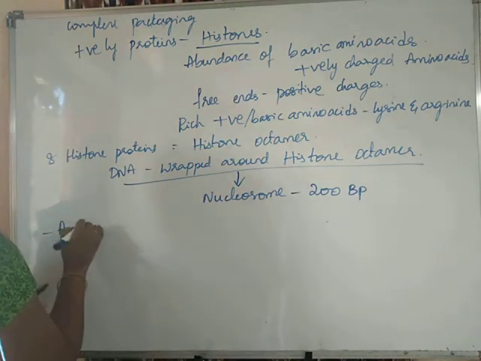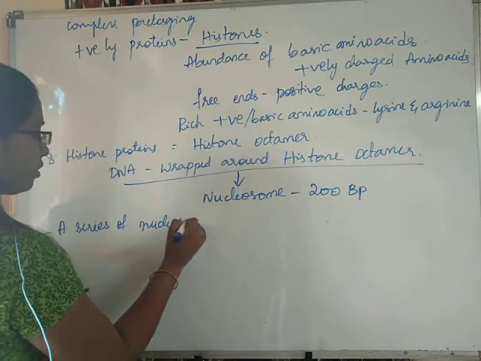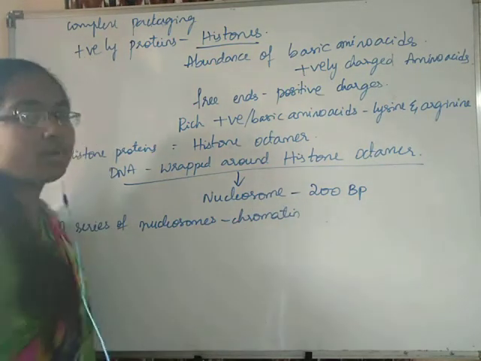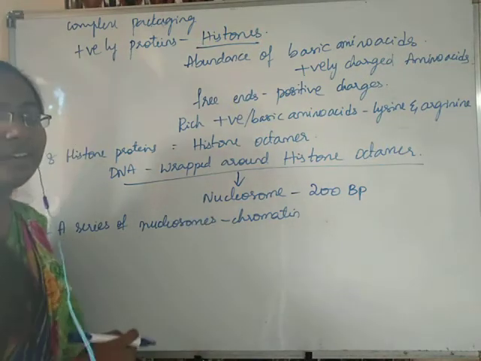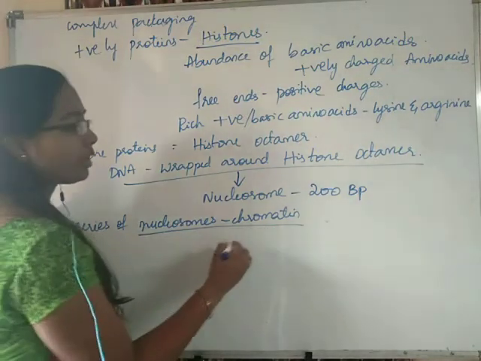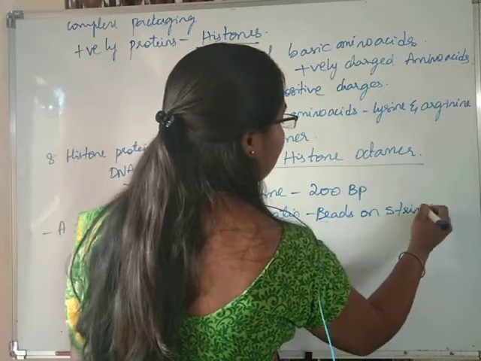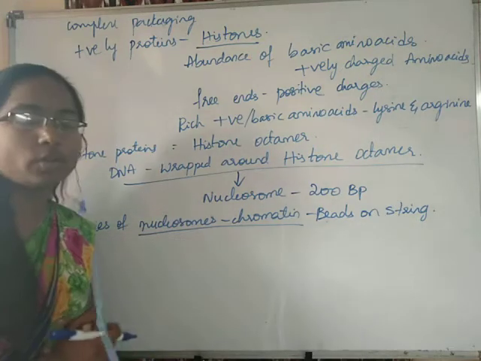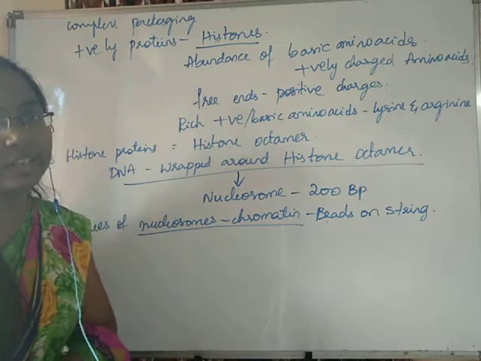A series of nucleosomes forms chromatin. The nucleosomes in the chromatin will appear like beads on a string. In that way, in the form of nucleosomes, a series of nucleosomes called chromatin, the DNA is packed.